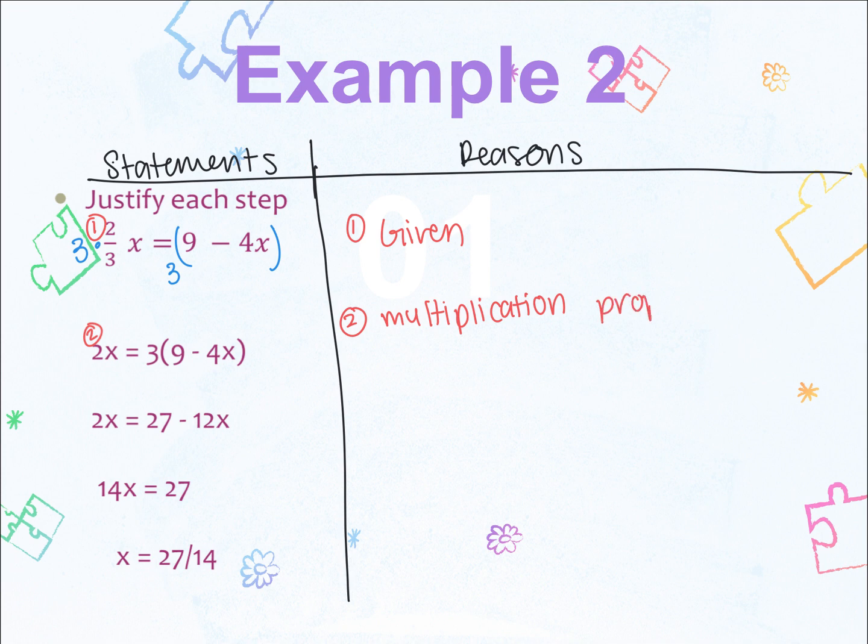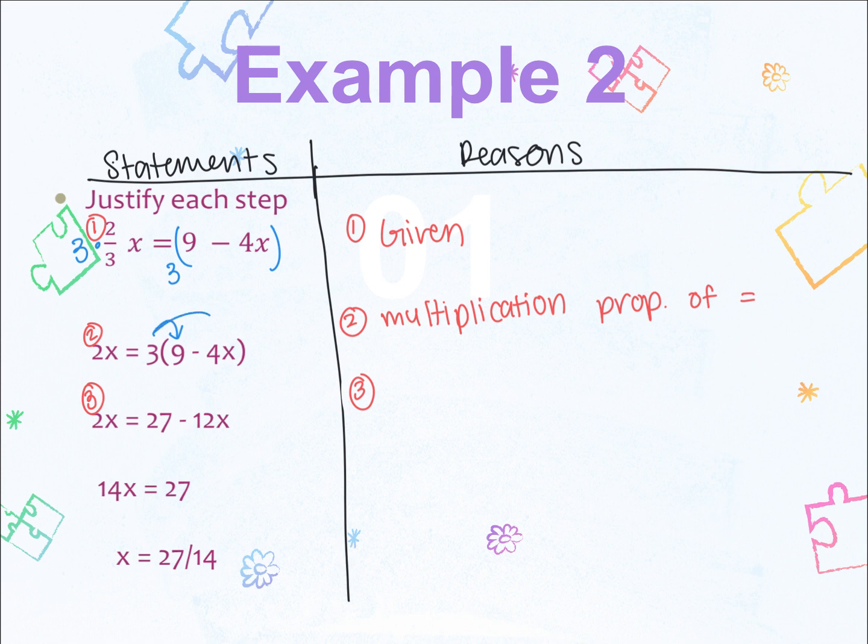Multiplication property of equality. Okay. So looking at number 2, how am I getting from 2 to 3? Can somebody tell me what? I'm not adding yet. I'm not there. So how am I getting from here to here? Distributive property. Good, perfect. Distribution.